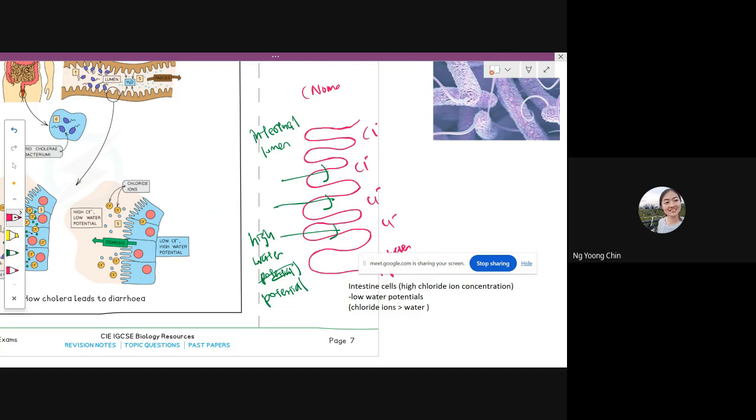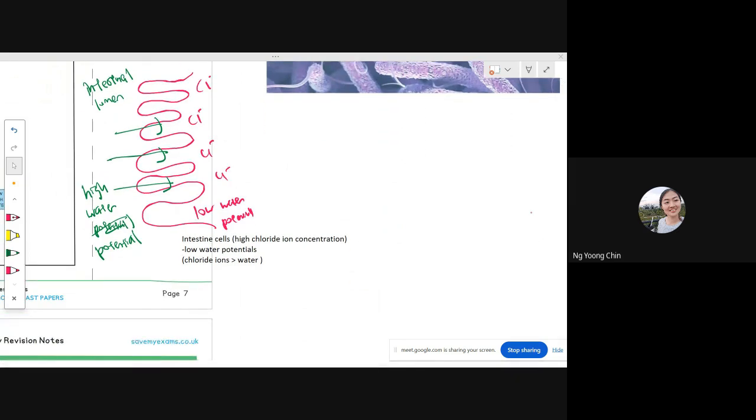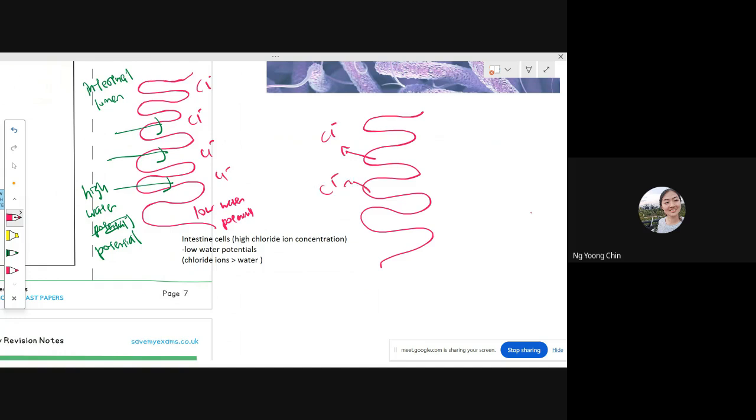Normal. So how about in the abnormal conditions, which is when your intestinal villi is being infected by the Vibrio cholerae? It becomes this way. This is your intestine villi, right? So the bacteria will secrete the toxin. These toxins will cause the chloride ions to be lost from the intestine villi. There will be a large amount of chloride ions leaking out. So this will cause the intestine lumen itself to contain a higher concentration of the chloride ion compared with inside the intestine villi. So now here will be lesser, outside will be more.